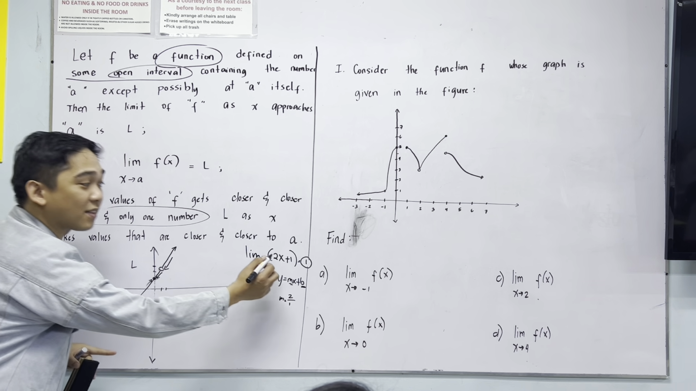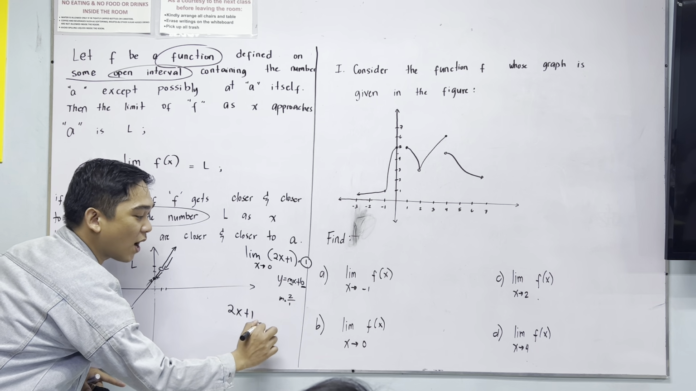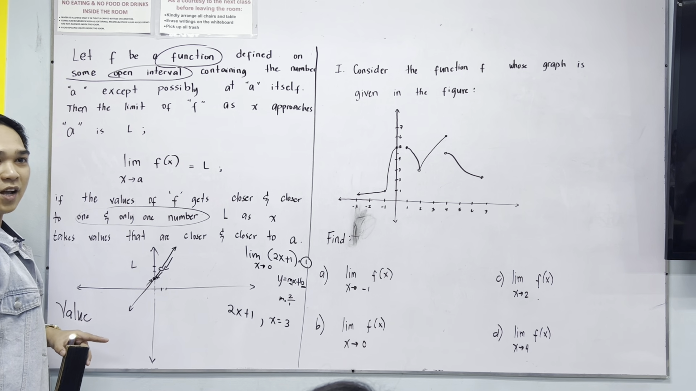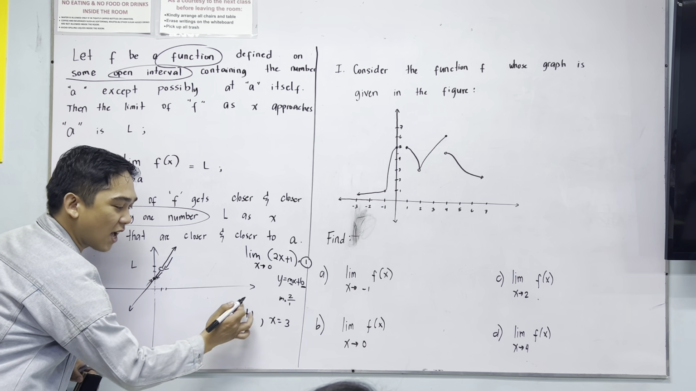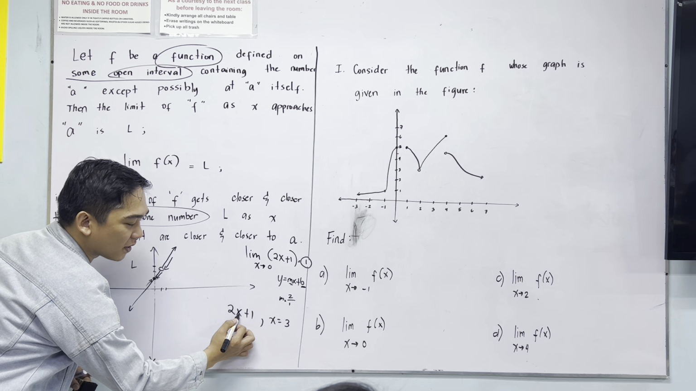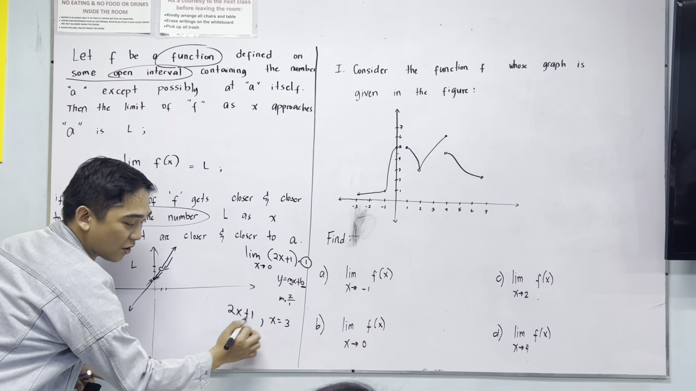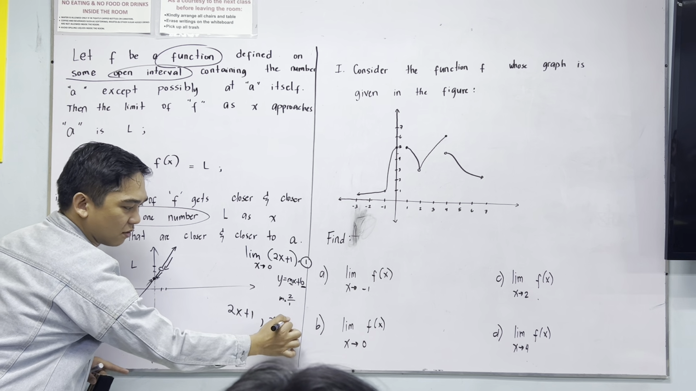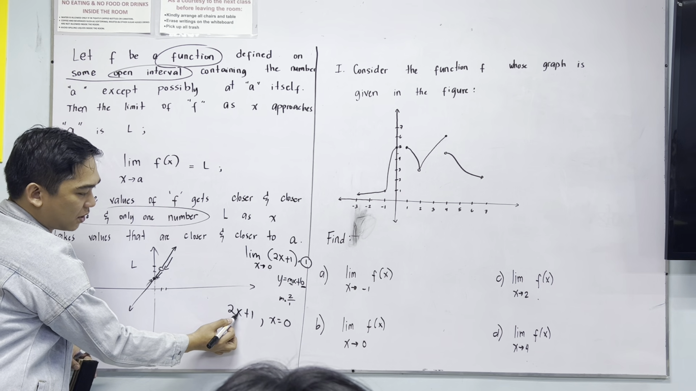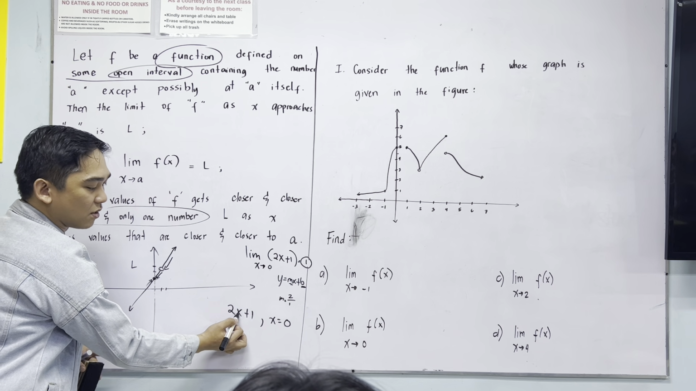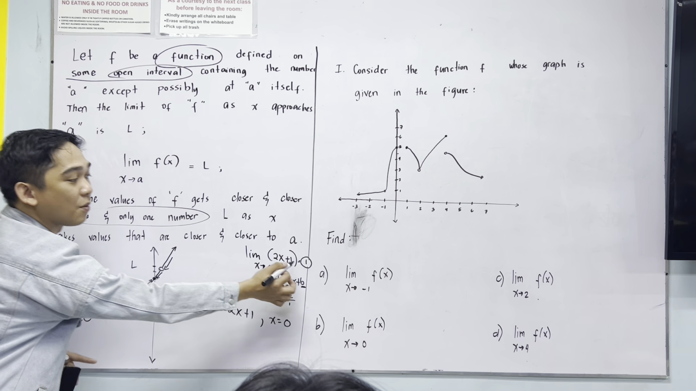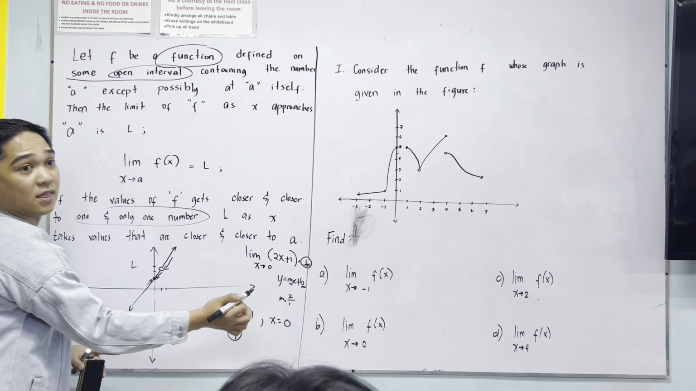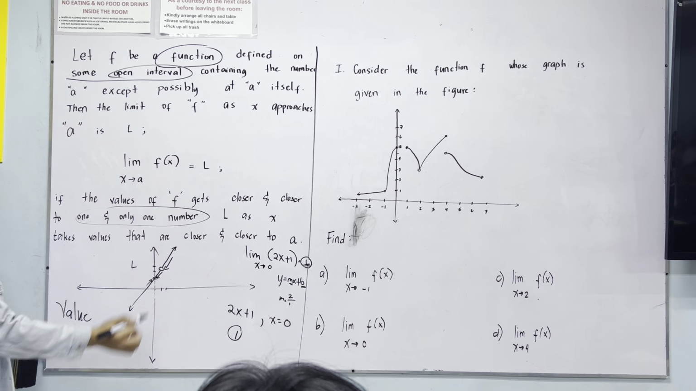Pag nag-evaluate tayo, let's say 2x plus 1 where x is equal to 3. So, ano ginagawa natin? Substitute lang natin. So, 2 times 3 plus 1, 7. So, yung value nito ay 7. This time, let's say x is 0. So, ano value natin dito ngayon? 2 times 0 plus 1, 1. So, parehas kasing limit, tsaka yung value natin, which is 1. Kaya nagiging shaded siya. Gets nyo?